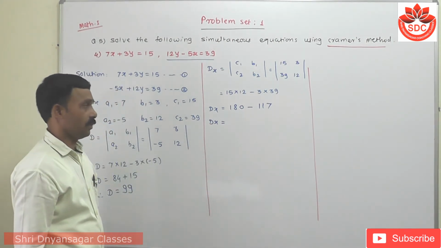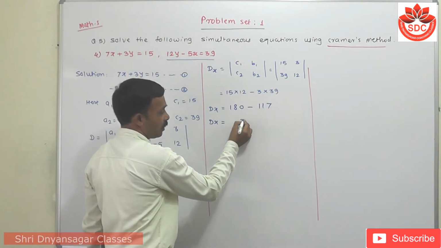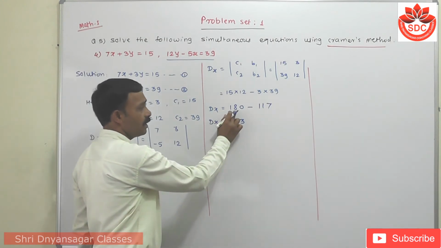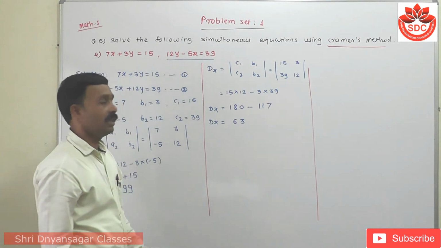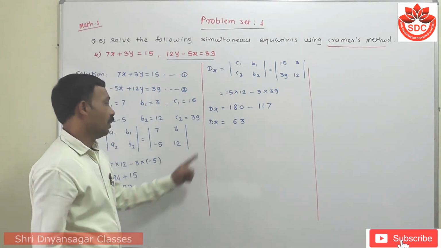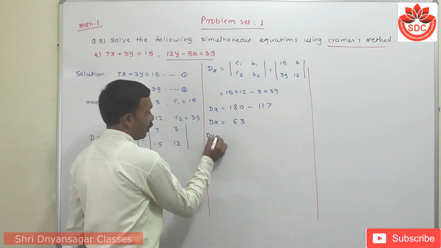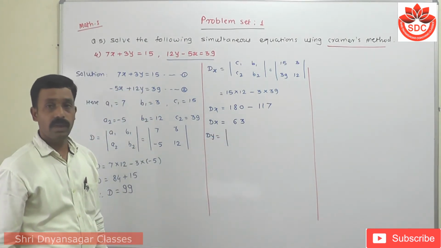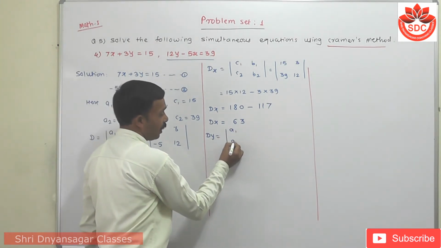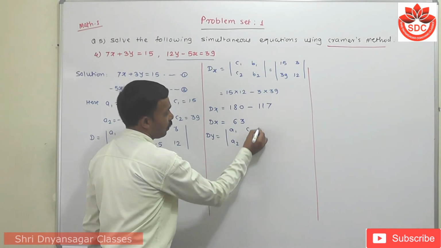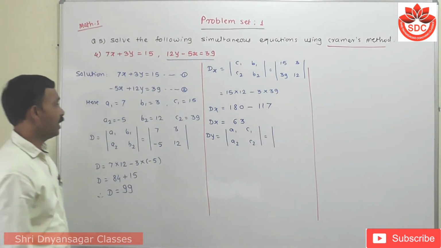Dx is equals to, we cannot subtract, so 10 minus 7 becomes 3. Then here is 7. 7 minus 1 is 6. 1 minus 1 is 0. So determinant of x is 63. Then we can find out determinant of y is equals to, we know the rule. We have to replace b1 b2 by c1 c2. So here a1 a2, here is c1 c2. Now the value of a1 a2 is 7 and minus 5.